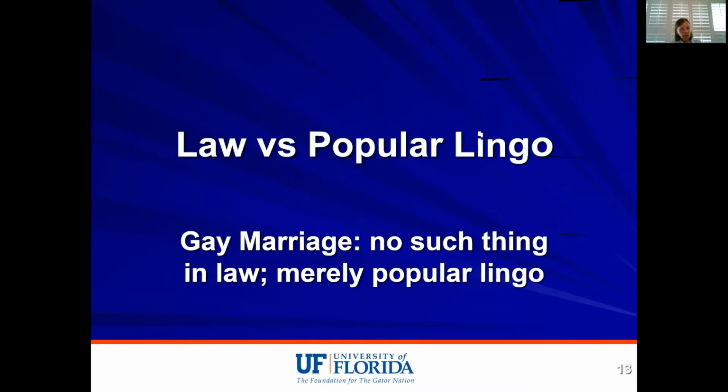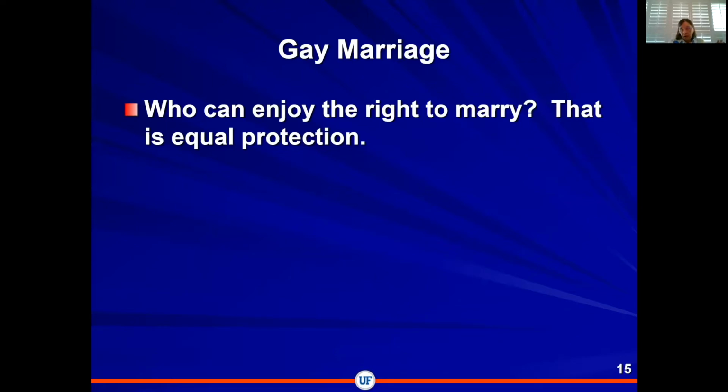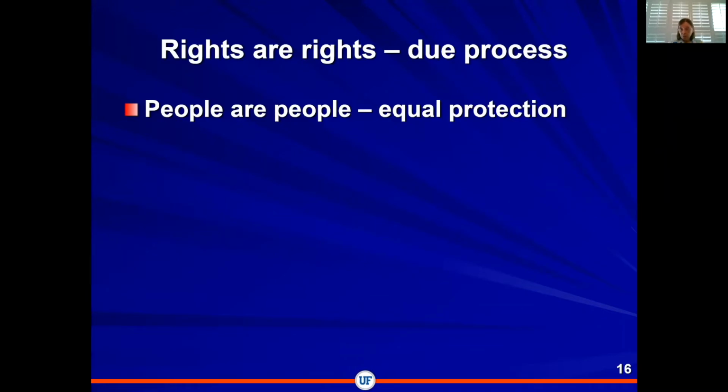So take a concept like gay marriage. There is no such thing as gay marriage in law. We all understand what we mean by gay marriage, right? We all get it, like the Latina vote, but there is no such thing as gay marriage or the Latina vote. With gay marriage, for example, marriage is the right. That's governed by due process. And then who can marry? That's a question of equal protection. Same-sex couples, different sex couples, interracial couples, that's equal protection. So rights are rights, that's due process, and people are people, and that's equal protection.